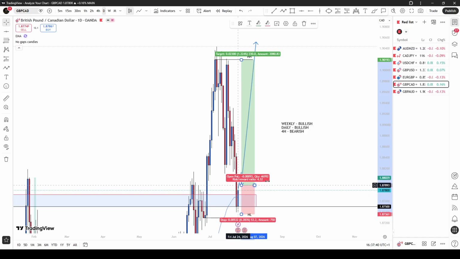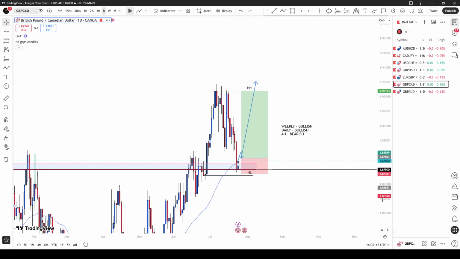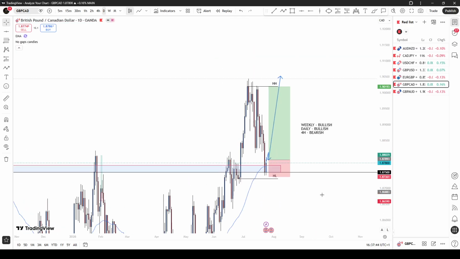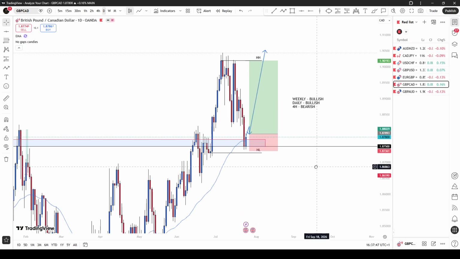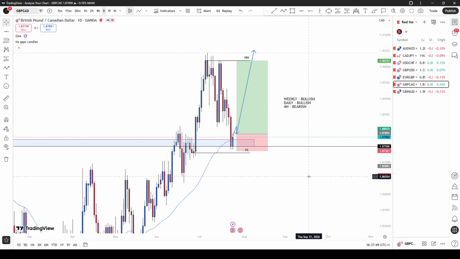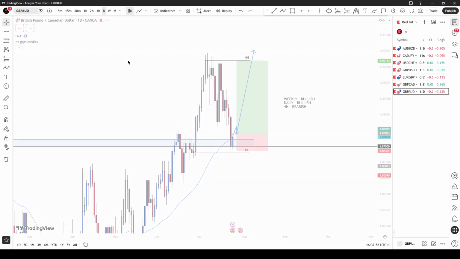My minimum risk to reward is 1:2. So that is that. Very simple trade. Break, retest, buy. Simple strategy. The last but not the least is GBP AUD.